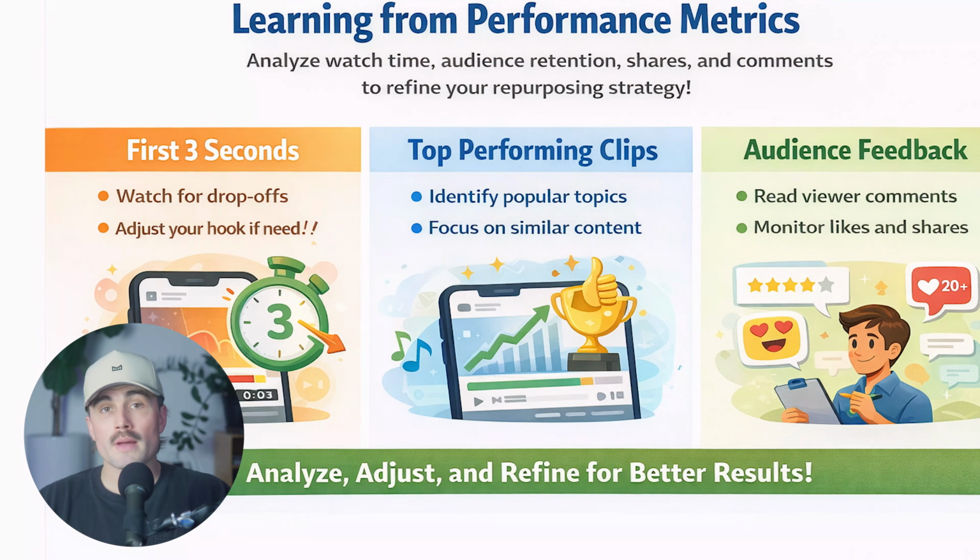Learning from performance metrics. Review analytics for each platform to see which clips perform best. Look at watch time, audience retention, shares, and comments. Pay attention to the first 3 seconds. If viewers drop off there, adjust your opening hook. See which topics resonate most and prioritize similar content. Use this feedback loop to continuously refine your repurposing strategy and produce clips that get more traction.